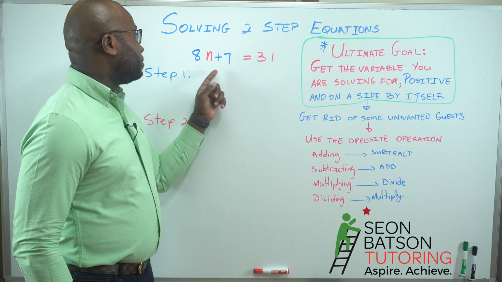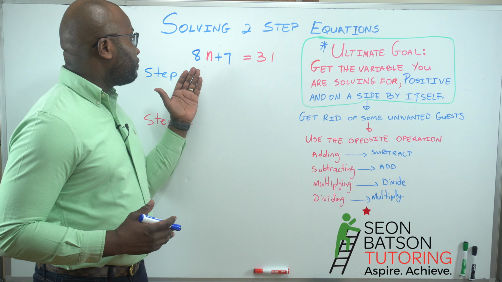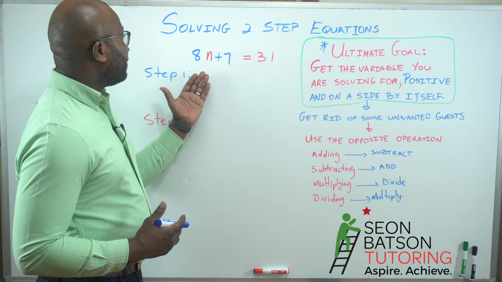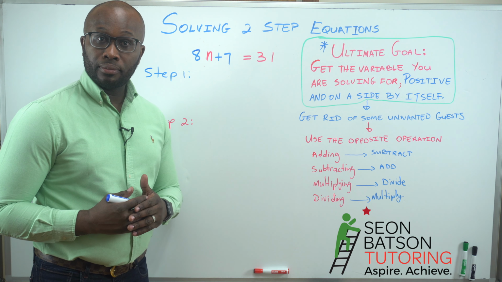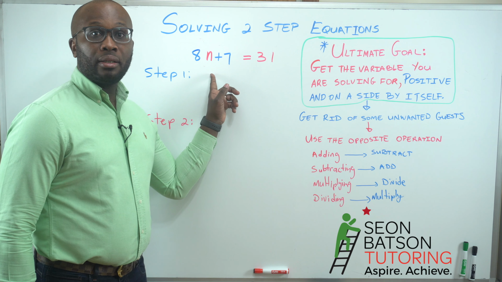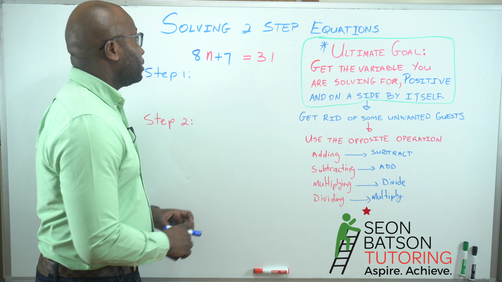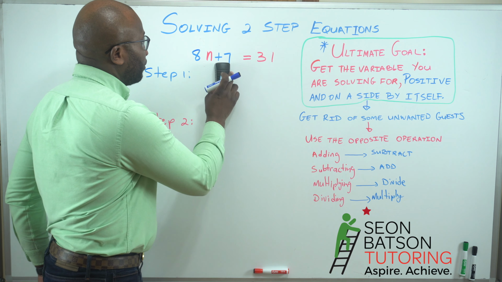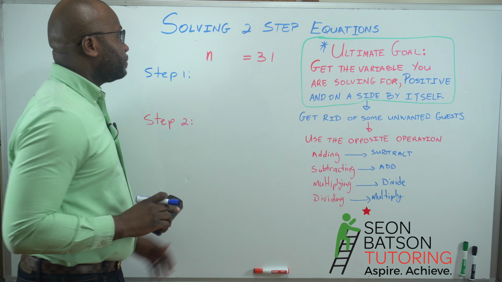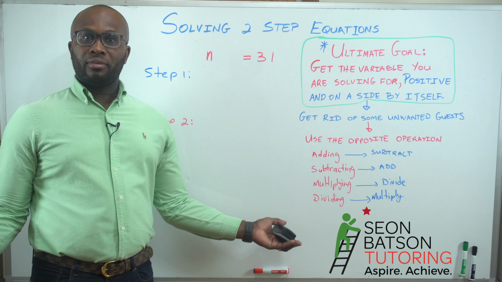Now, to our example. We have 8n + 7 = 31. The variable we are solving for is n. n is on the left side of the equation. So now, our ultimate goal will be to get n positive and by itself. To get n by itself, we'll have to get rid of the positive 7 and the 8. See that? If I get rid of the 8 and the 7, n is all by itself.